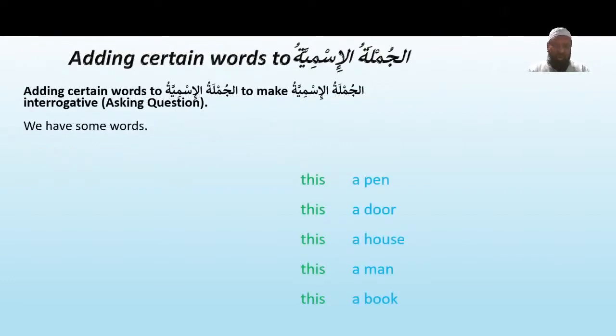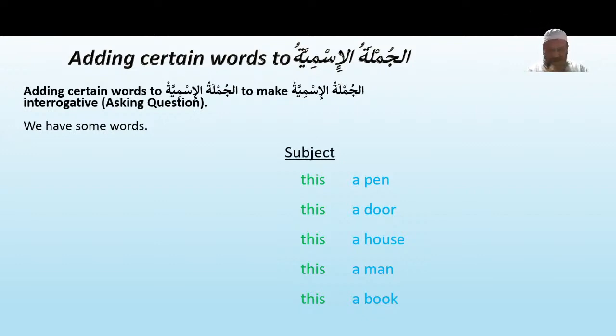Let's see some of the words. Adding certain words in jumlatul ismiya to make al-jumlatul ismiya interrogative, asking questions. So we'll turn a normal jumla ismiya into a question jumla ismiya or interrogative jumla. So suppose we have these words in front of us. This, a pen. This, a door. This, a house. This, a man. This, a book. We need a question word here.